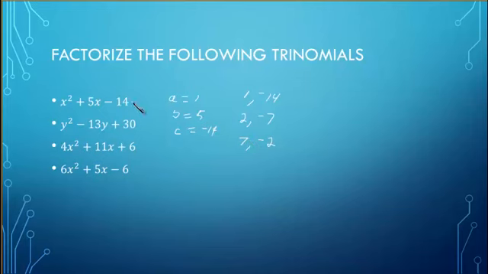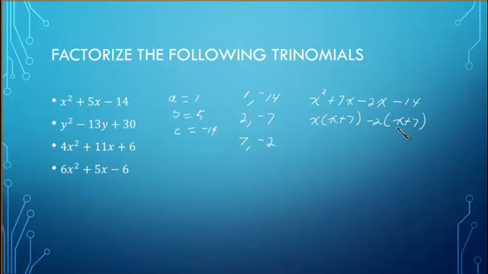So then we rewrite this expression as x squared plus 5x plus 7x minus 2x minus 14. And now we factor by grouping. So we take out the common factor here, x, which leaves us with x plus 7. And here we take out a minus 2, which also leaves us with x plus 7.